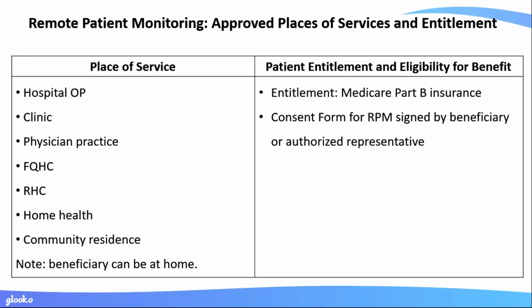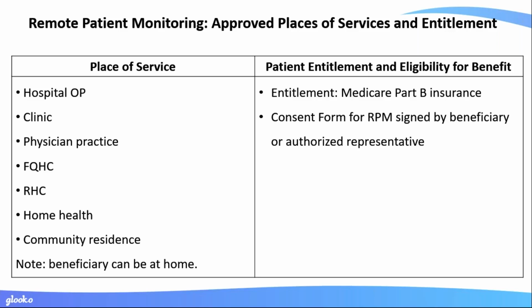So a place of service, where is Martha coming from? With all the Medicare benefits, ladies and gentlemen, all of them, Medicare will always say these are the approved places of service for the particular benefit. And if it's not on that short list of approved places, then it's not an approved place. So you can see here on the left, we have hospital outpatient, clinic, physician practice, federally qualified health clinic, rural health clinic, home health, and a community residence. And the beneficiary can be at home for this.